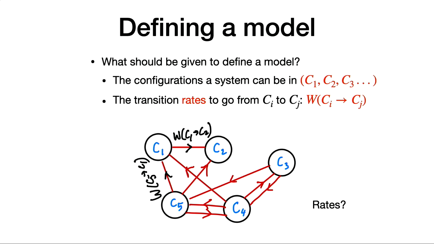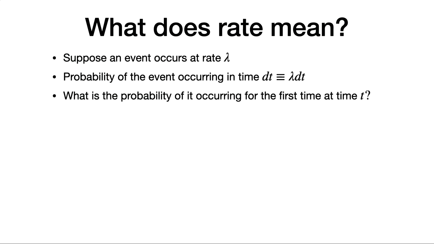So I use the word rates here. What is the meaning of rate? When I say suppose an event occurs at rate lambda, suppose some radioactive decay occurs at rate lambda, it means in a very infinitesimal time dt, the probability of that event occurring is lambda dt. So that's the definition. If somebody tells you that this event occurs at rate lambda, the meaning is this.